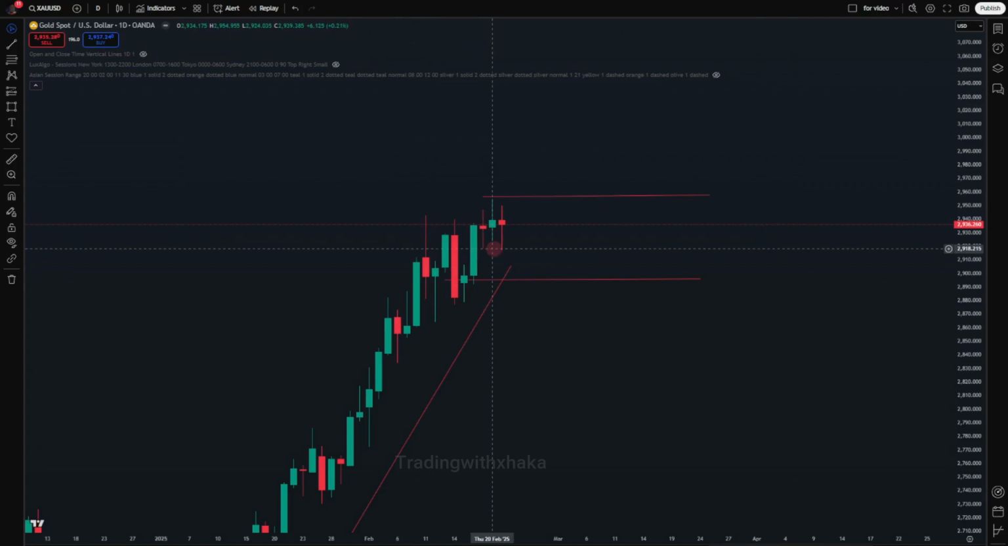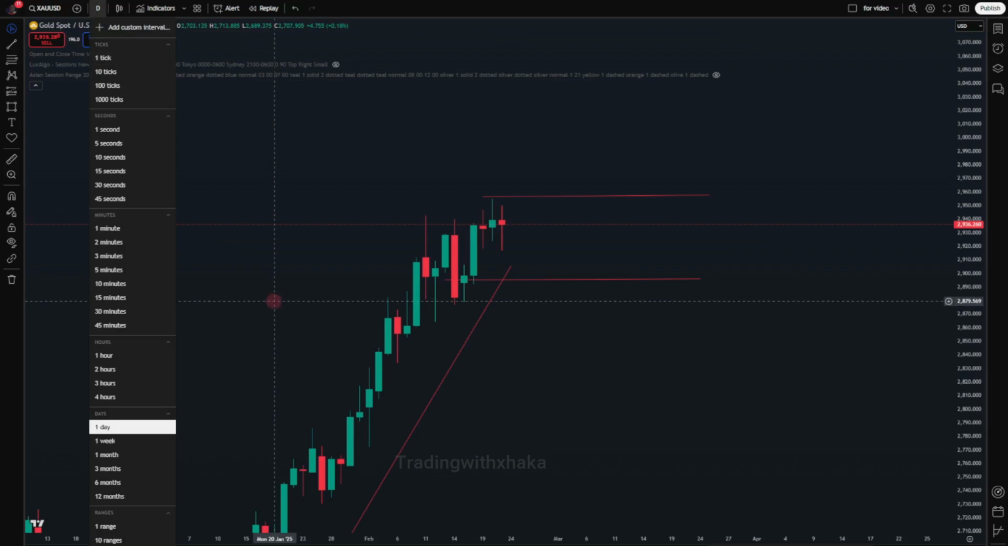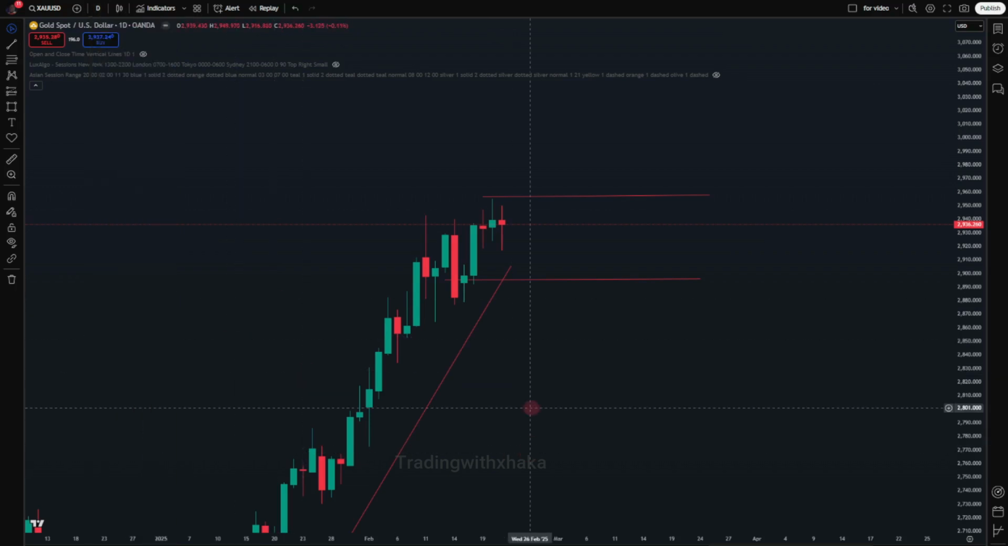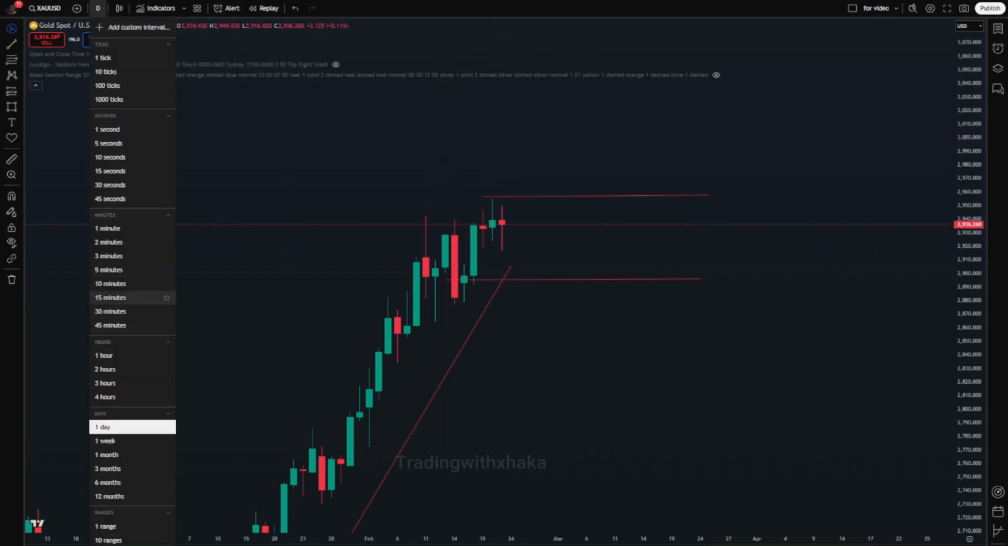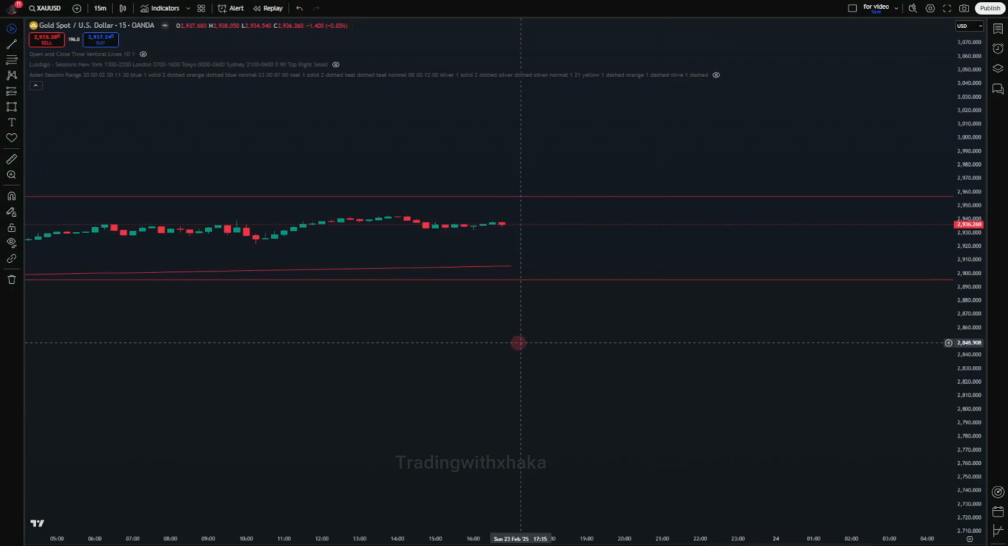How do we get involved? We are using continuation pattern for this, not the main power of 3. We're just using continuation pattern. So we now move to our 15 minutes time frame. After we have done everything, both the market structure and our bias in daily time frame, we now move down to 15 minutes time frame to look for our entry model.